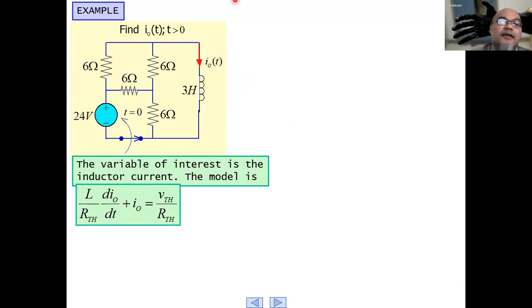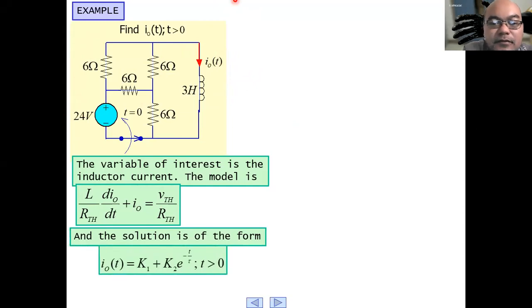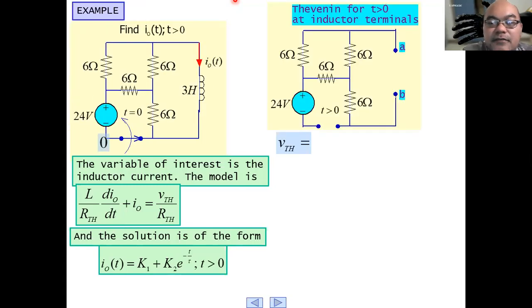Okay, the model will be L over R dIO/dt plus IO equals VTH over RTH. The solution will be in the form here. This is the standard form of the solution of a differential equation as we have explained earlier. So IO(t) equals K1 plus K2 times exponent minus t over tau. So the Thevenin circuit for t larger than 0 at the inductor terminal is shown like this.